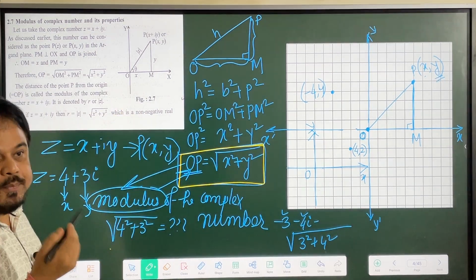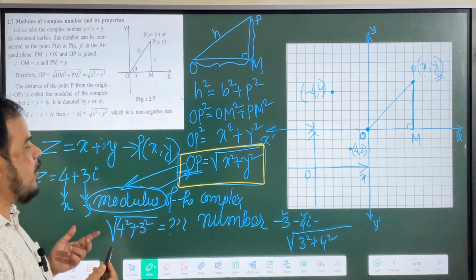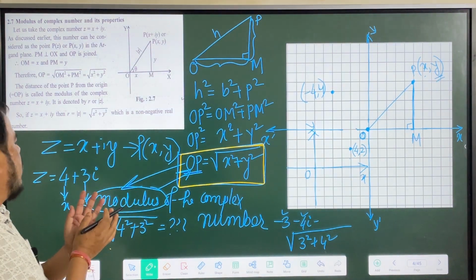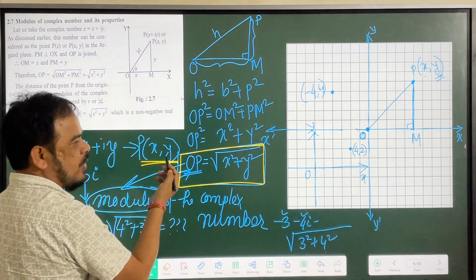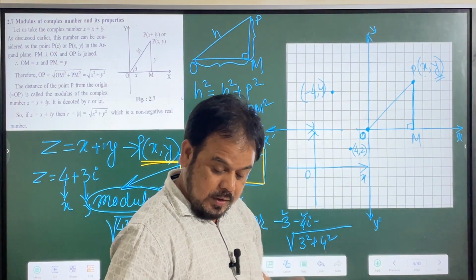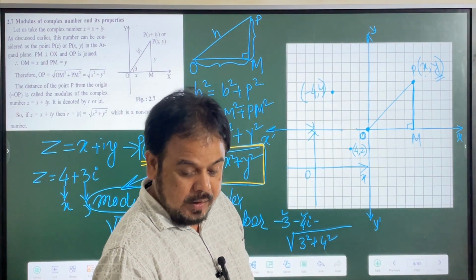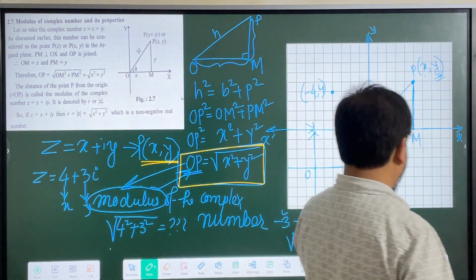What is modulus? Let me repeat. Modulus means the distance between the origin and the point. Which point? The ordered pair. This is the point. Ordered pair means coordinates. You will get coordinates elaborately in different chapters. This is there in the book.